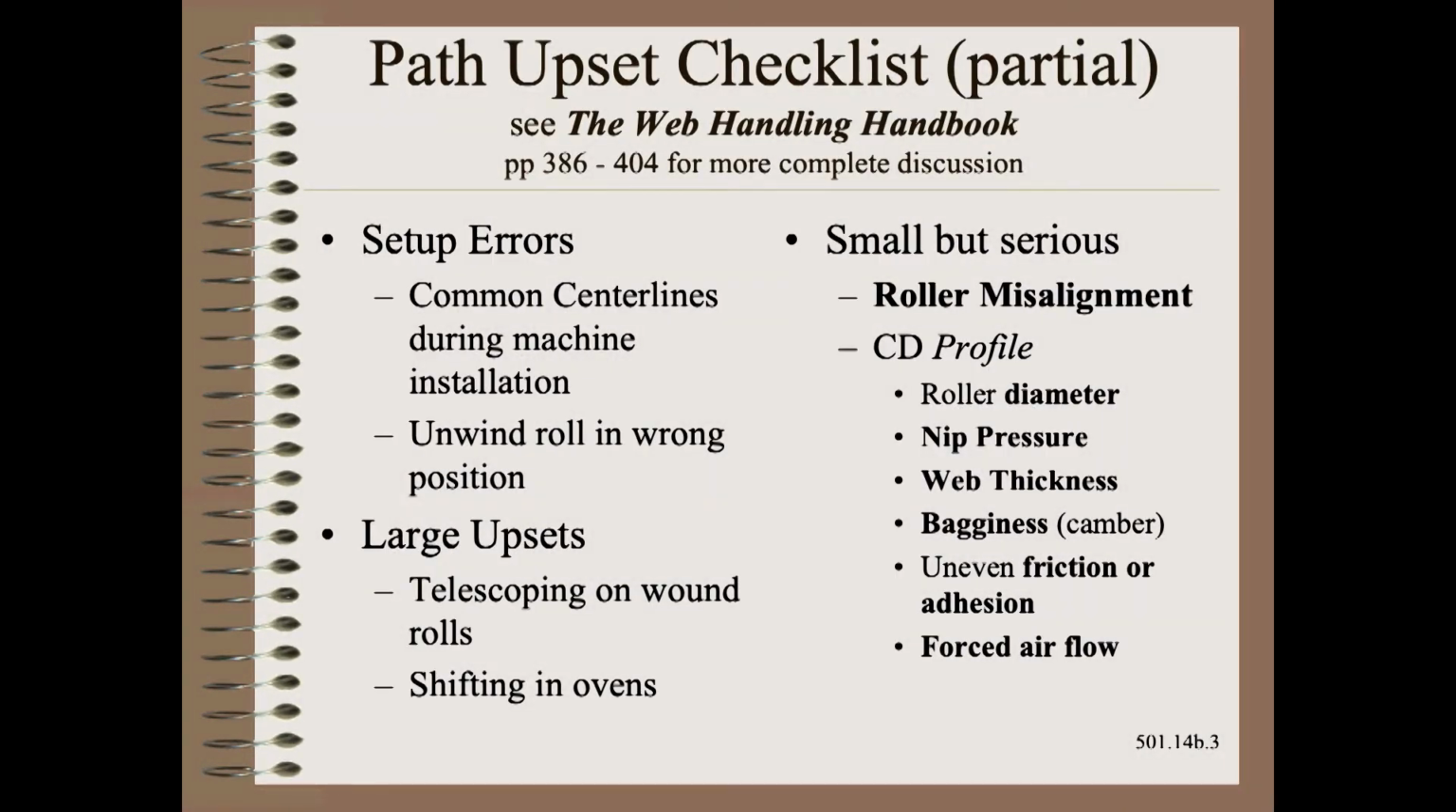So, before we proceed to guides, we should do our homework and diagnose the single largest root cause for our path control troubles. A starter list is given here. See pages 386 to 404 from our must-have Web Handling Handbook for a more complete discussion. Giving credit where credit is due, this list from the guiding chapter was largely drafted by one of my co-authors, Tim Walker.